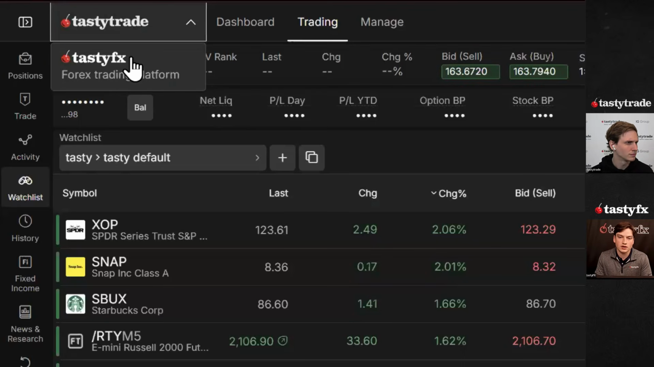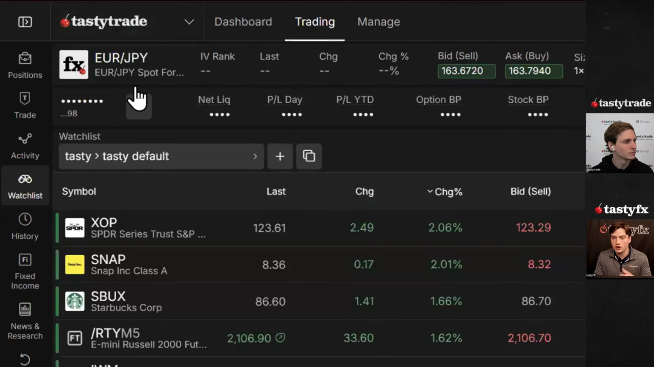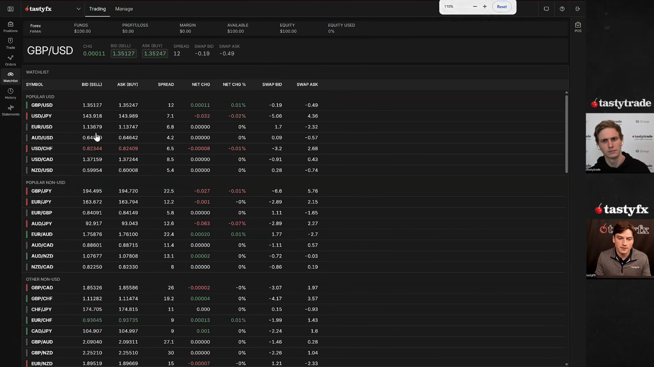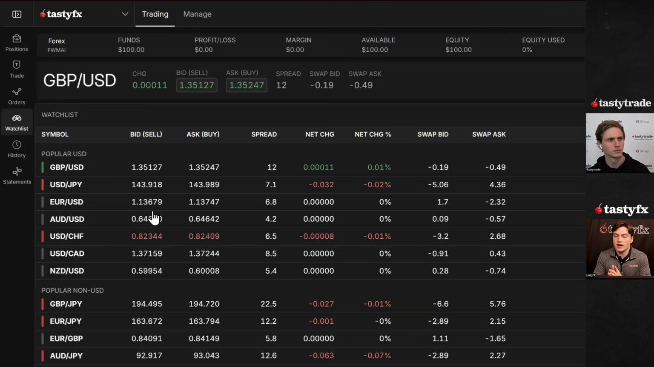This is the step as well. If it's your first time, this will prompt you to create an account. Myself, I'm already squared away here with an account with $100 funded in here, and it'll take you to the watch list. So here we've got 80 plus currency pairs available for trading, and they're ordered in a way that I think is very digestible.